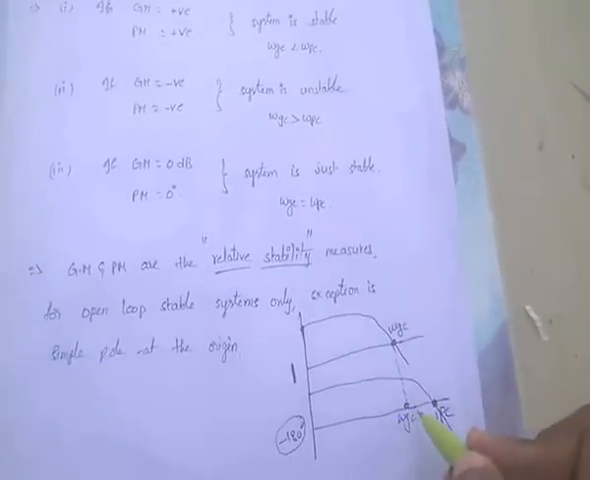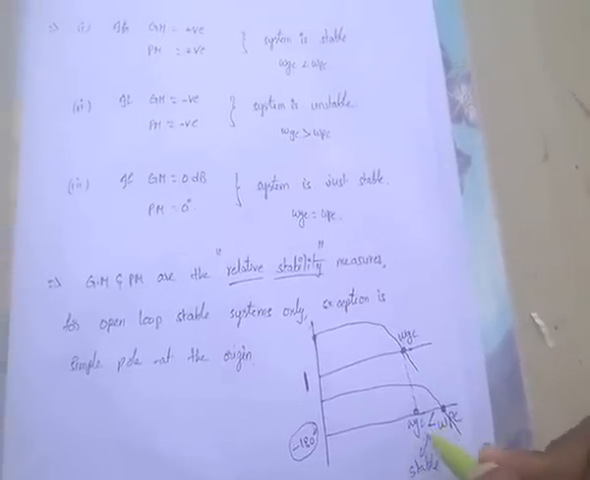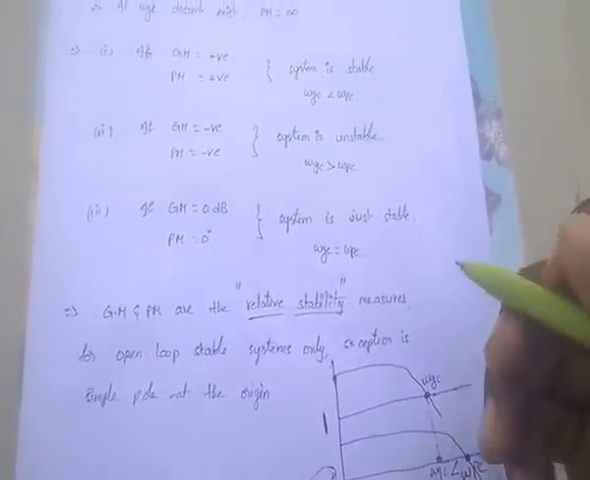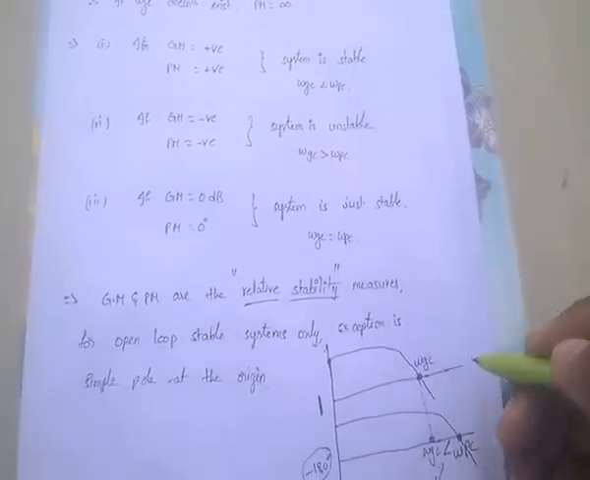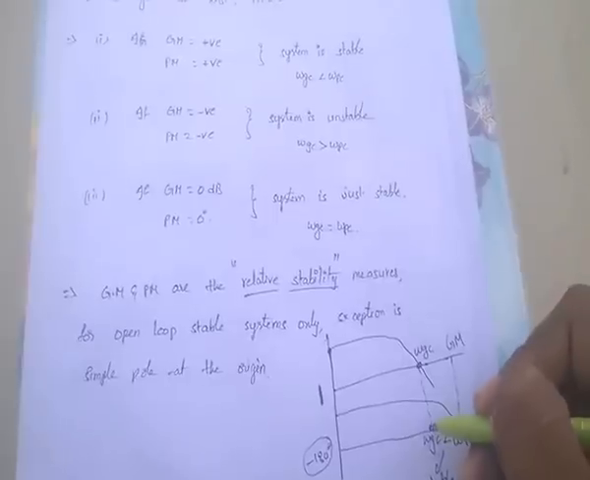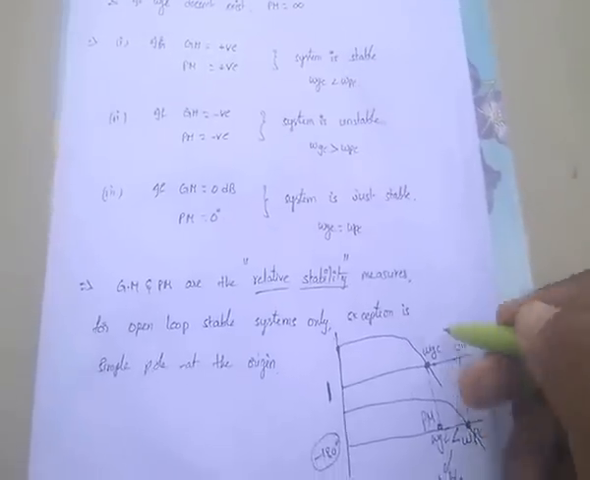If omega GC is less than omega PC, the system is stable. The gain margin is the gain corresponding to omega PC, and the phase margin corresponds to omega GC. This is the main concept.